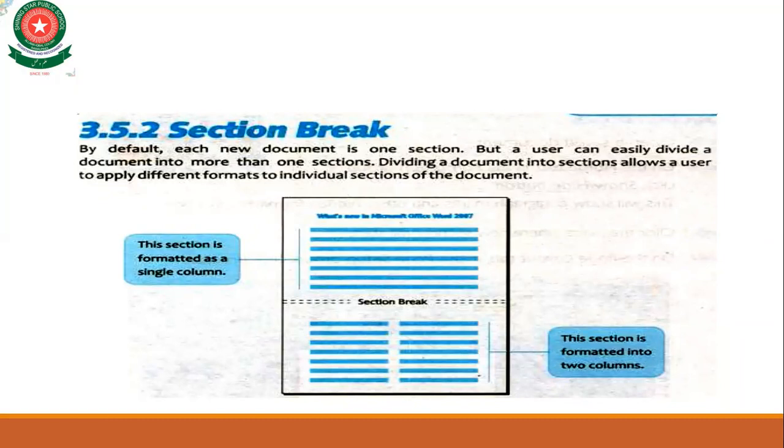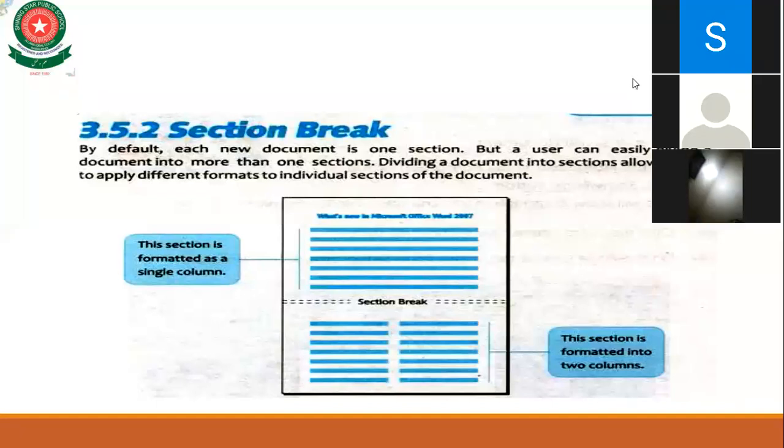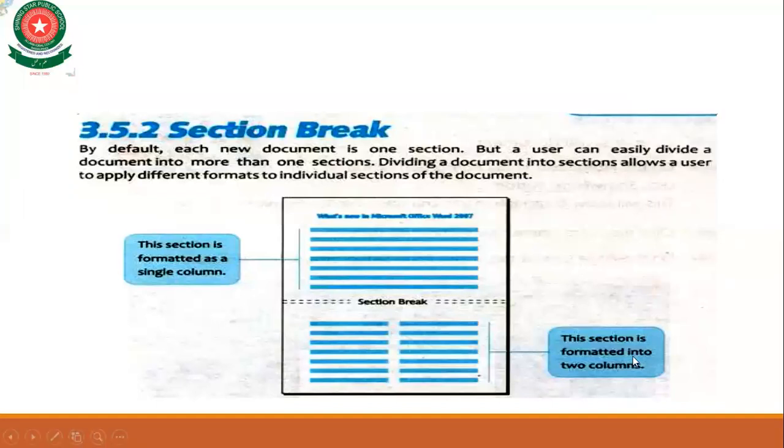So here you can see that this section is formatted as a single column. Now, when you break the section, at the bottom, this section is formatted into two columns. So this is the section break. In other words, it is dividing a document into two halves, dividing a paragraph into half, either in the column or row way. So this is the section break.